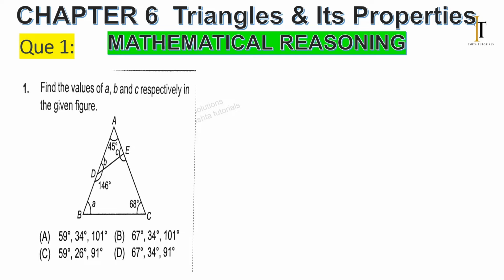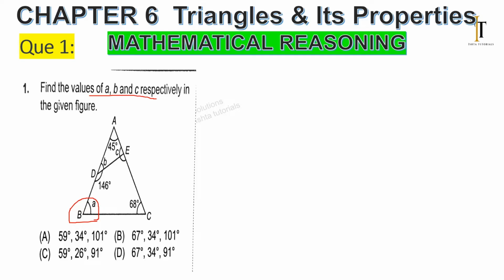Now let's get started with today's first question. Find the values of A, B and C respectively in the given figure. So students, first of all, let's spot where the A is. A is present in the bigger triangle, that is ABC.